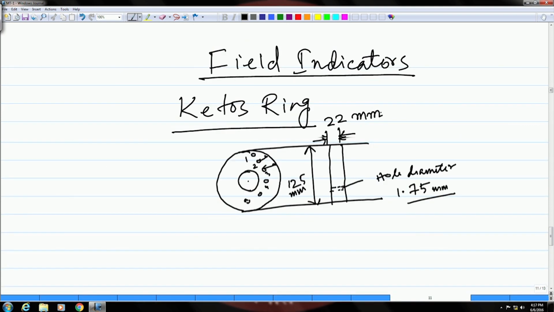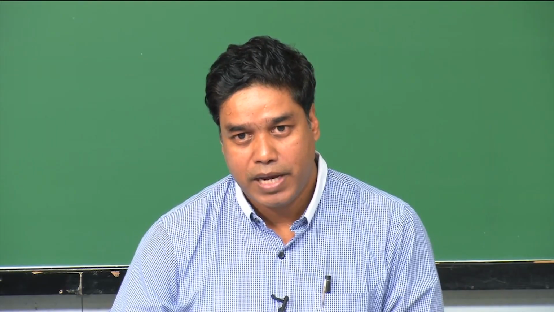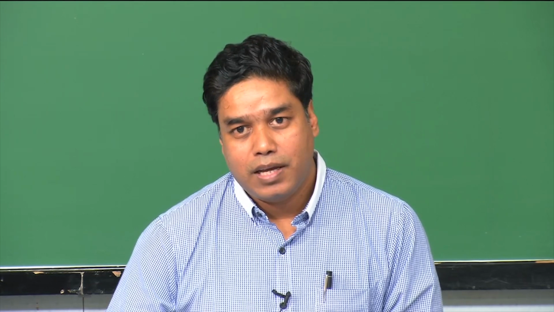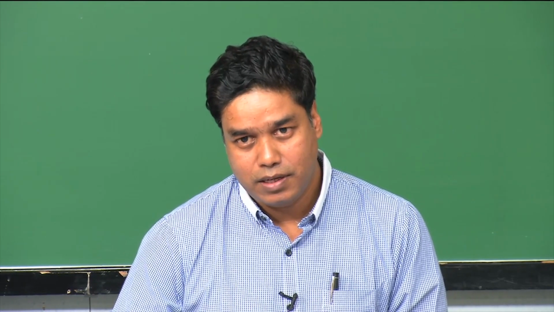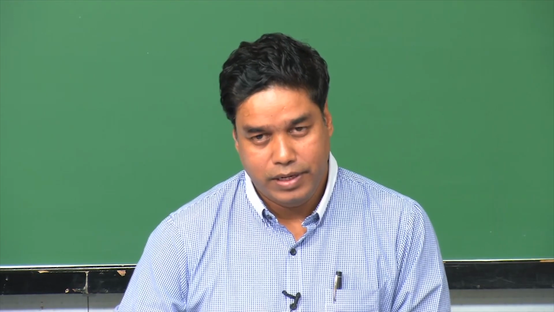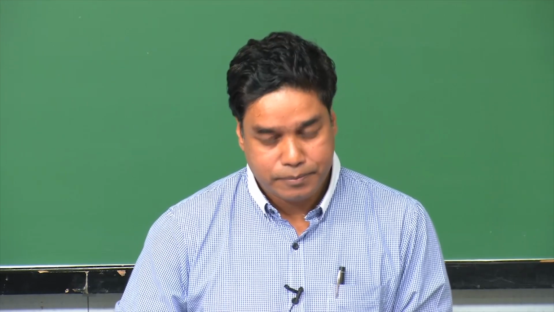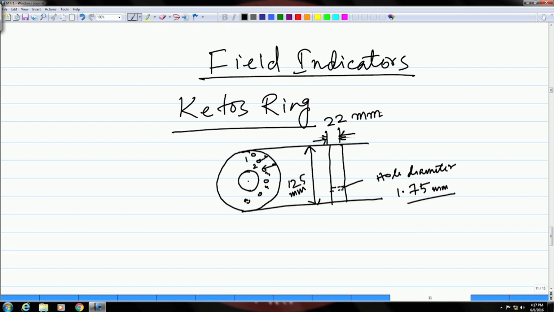When you are actually doing the test, you do not know the magnitude of the field which is being applied. In that case you need some indicators which will indicate, in a qualitative manner, whether the field is optimum or enough. These are called field indicators, and one of them is known as Kitto's ring, which we saw in the last class.